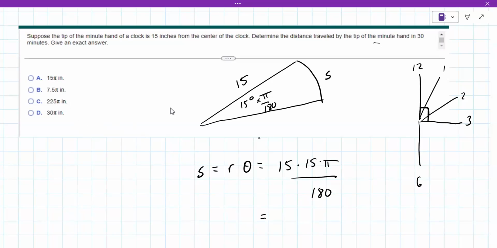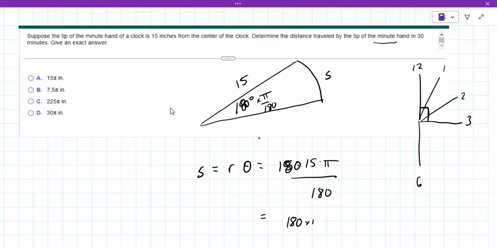That was the minute hand. Oh, sorry, the minute hand. I'm thinking of the hour hand. The minute hand moves 180 degrees in 30 minutes. Okay. So that's going to change this up a little bit. So you just don't include the pi when you're going to the calculator.